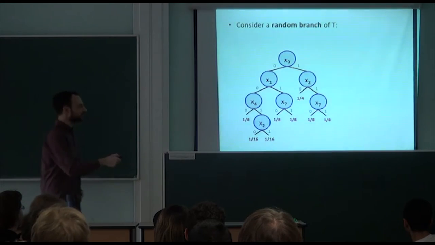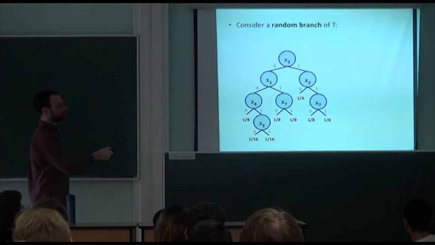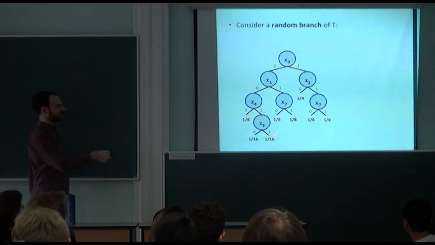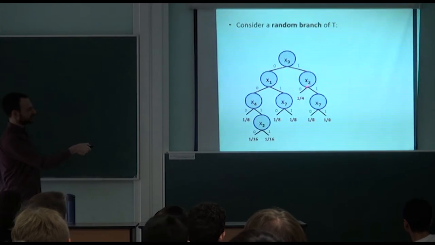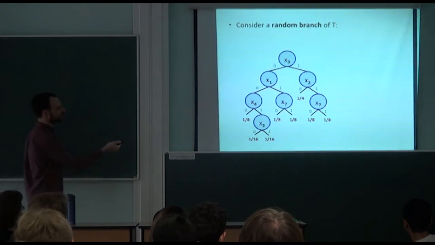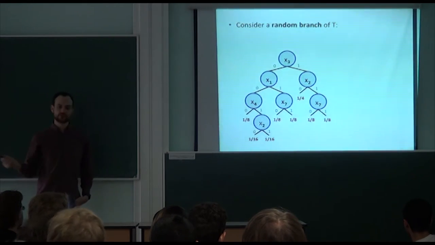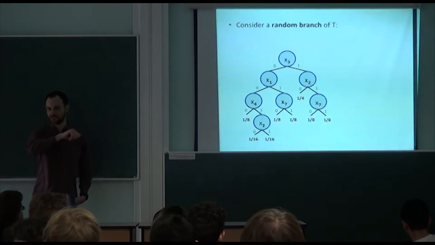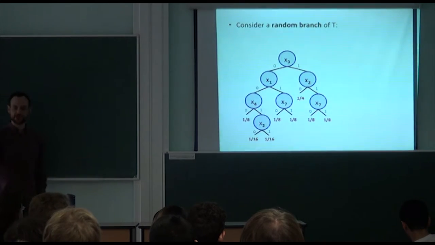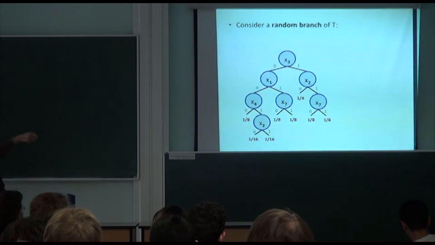Okay, we're going to start at the root and go to one of the two children with equal probability. In this case, the probability of ending up here would be 1/4, 1/8, 1/16 on this level, and so on. This is equivalent to evaluating T at a uniform random element of the hypercube and seeing where you end up. Whenever I say a random branch or a random walk down T, this is the distribution I'm referring to.